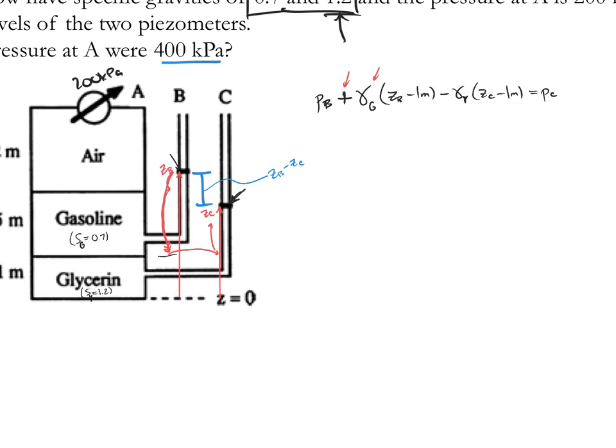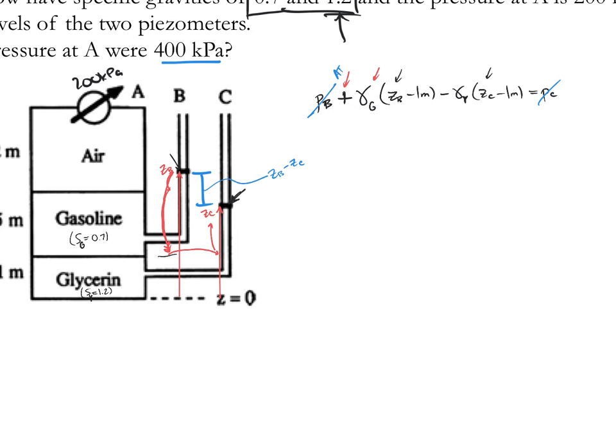Okay, so that looks really nice and pretty. Because I've got my ZB in here and my ZC here, all I need to do is rearrange this equation to give me ZB minus ZC, and I should be all ready to go. The first thing I'm going to do is I'm going to make PB and PC.